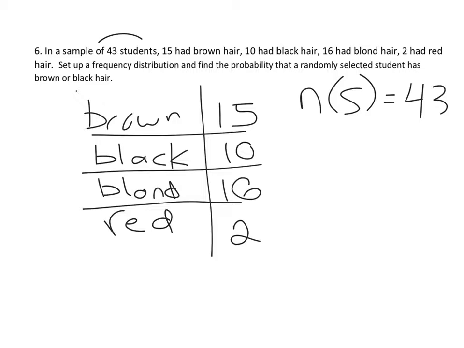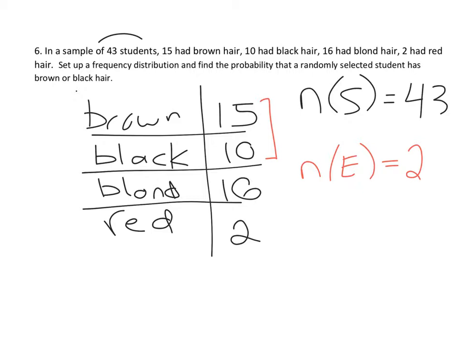Okay, so now the probability, what are we reading? Brown or black hair. So brown or black hair kind of puts these two things together. So anyone who has brown hair gets to be in the event, right? And anyone who has black hair gets to be in the event, right? So N of E, right? How many different ways are there to select a student that has brown or black hair?